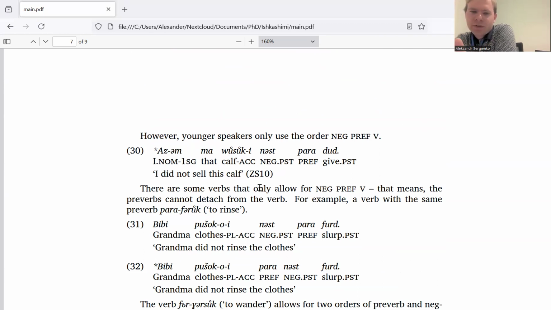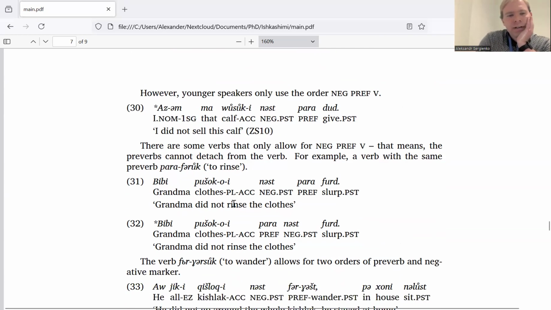Just I will fix it right now. I think that they just say nis paradud. And I have a wrong example here. So there are some verbs that only allow for neg pref v.